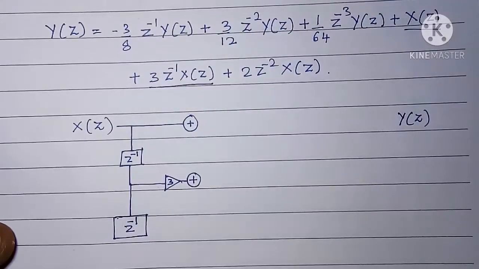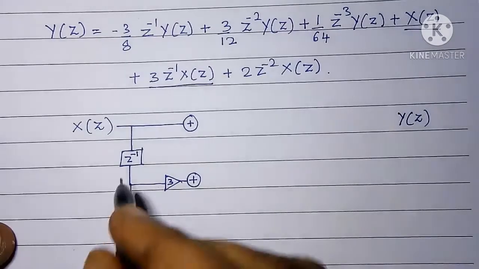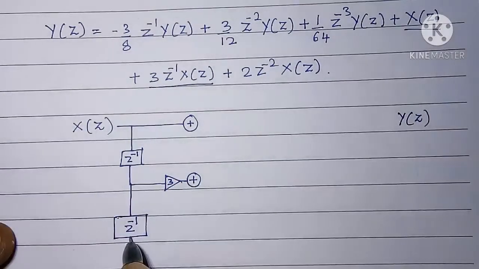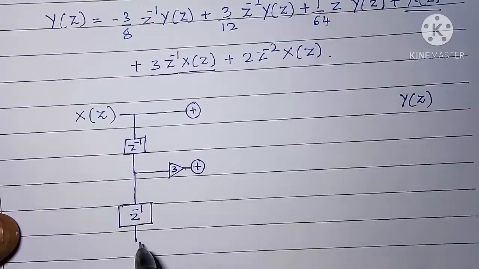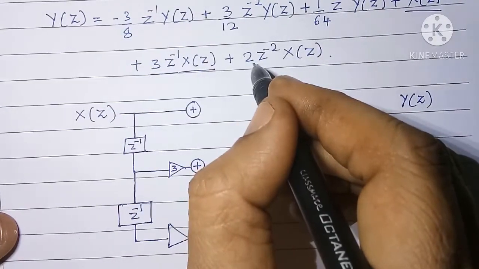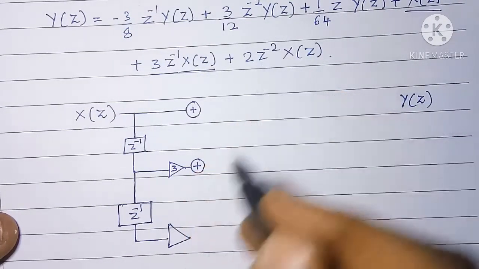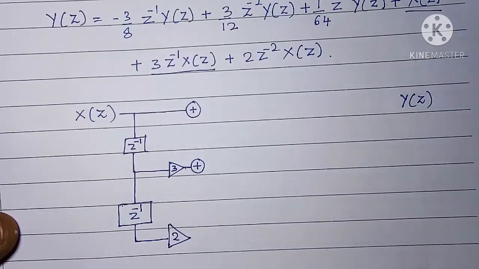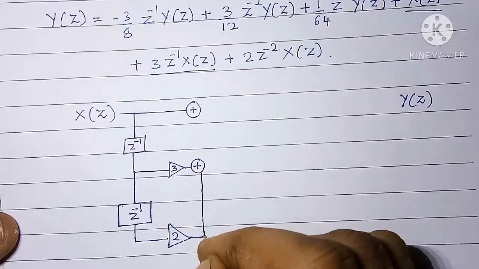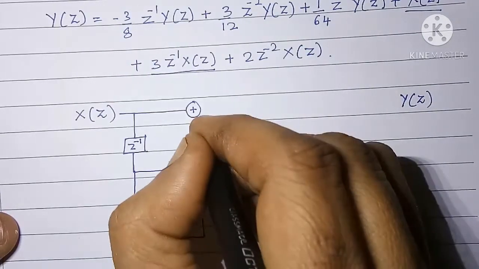I will delay by 1 unit here because already x of z is delayed by 1 unit here. Total delay will now be 2 units, into the constant term, which is 2. So all x of z terms are over, add these.